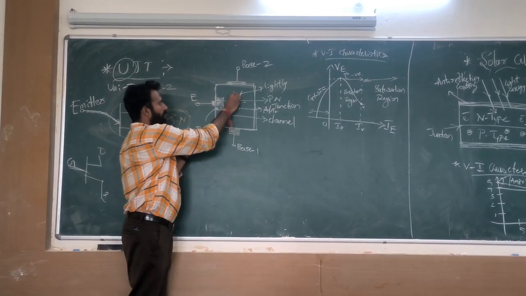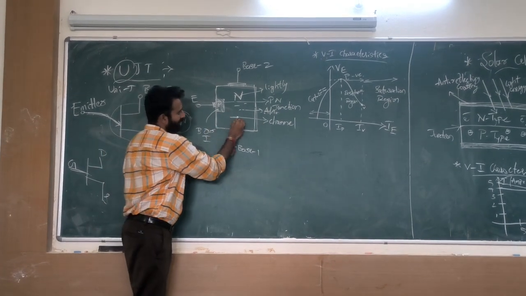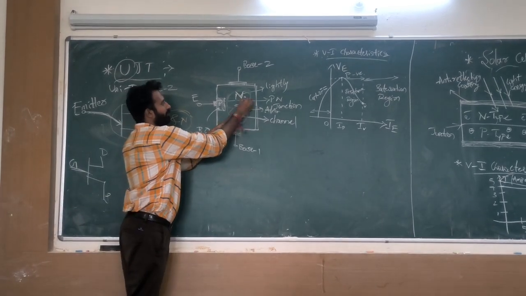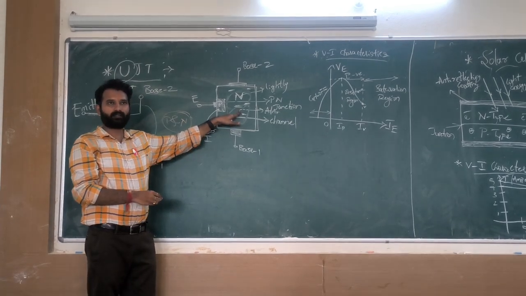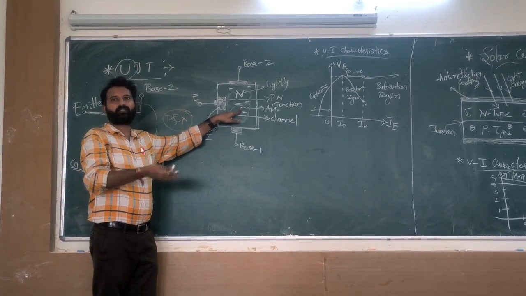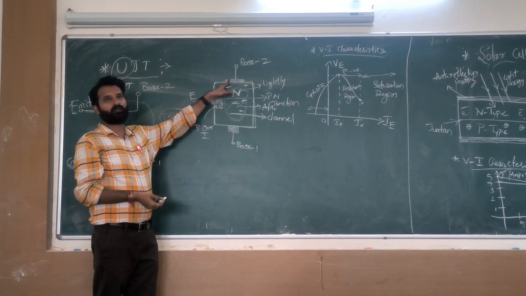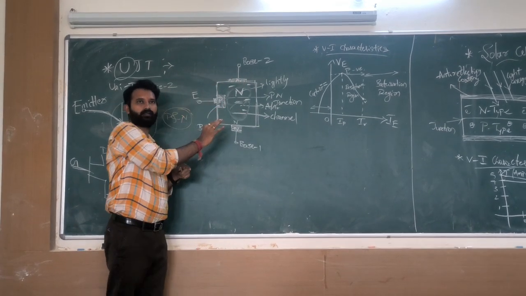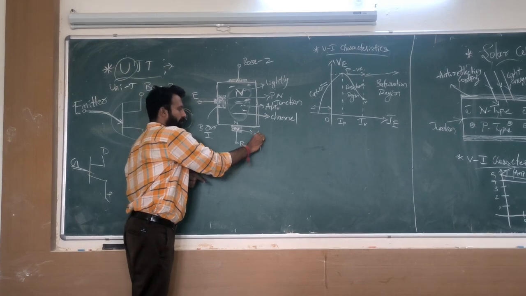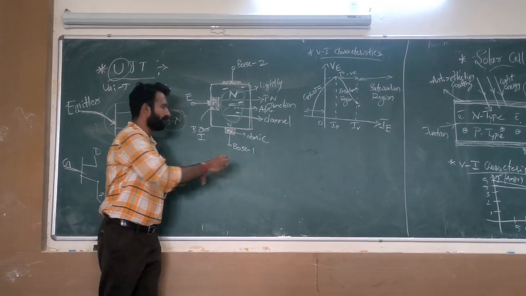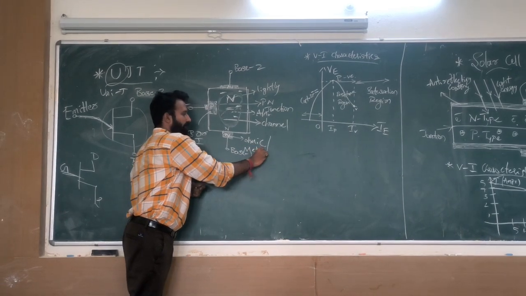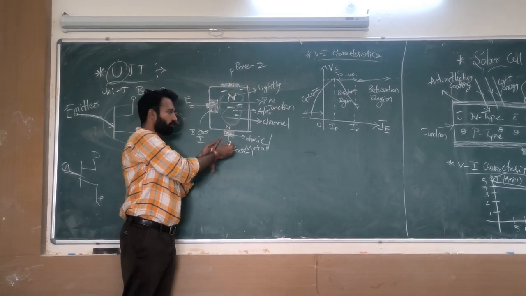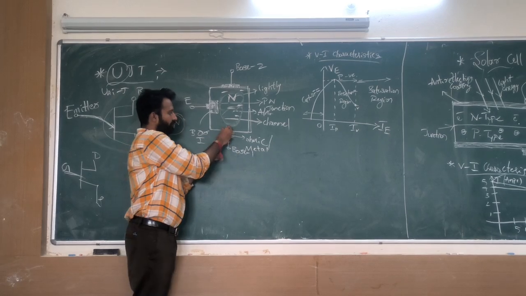Concentrate here, I have written N here, and this I have mentioned as the channel. This is completely an N channel, meaning the carriers are electrons. Let me explain more how base 1 and base 2 are formed on the N channel. Here it is also N, here it is also N. These are nothing but ohmic contacts, or metal contacts. So base 1 and base 2 are formed by ohmic contacts, which are of N type.